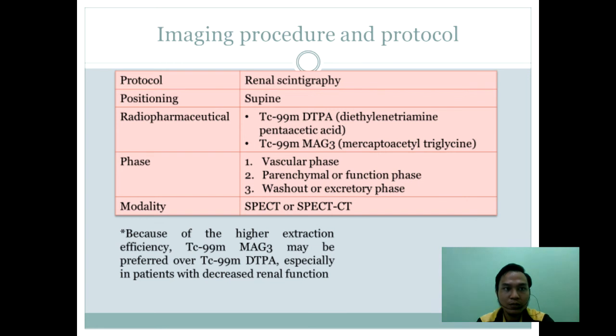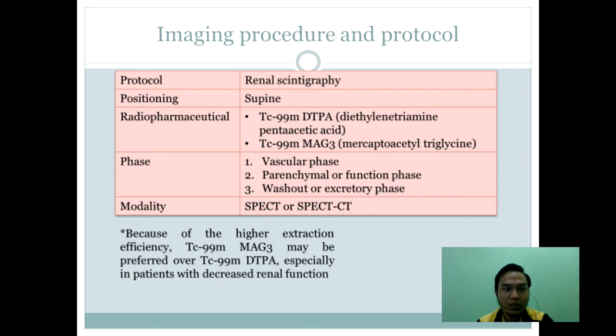The scan protocol is renal scintigraphy or renal scan. The patient positioning is supine. There are two radiopharmaceutical agents suitable for renal scan which are Tc99m DTPA and Tc99m MAG3. Because of the higher extraction efficiency, Tc99m MAG3 may be preferred over Tc99m DTPA, especially in patients with decreased renal function.